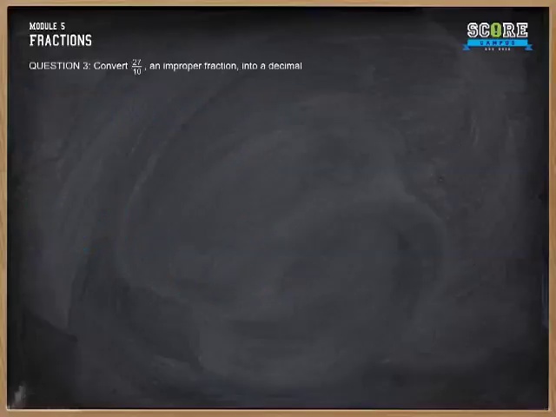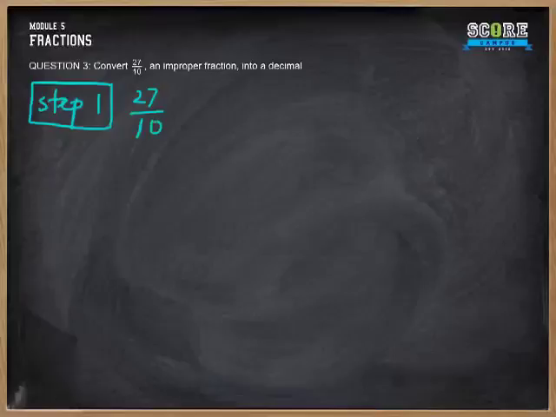Last question of the day, question 3. Convert 27 over 10, which is an improper fraction, into a decimal. So what is the step 1 over here? The first step here is to convert the improper fraction into a mixed number. So when you see an improper fraction and somebody is asking you to convert that into a decimal, the first step is to convert the improper fraction into a mixed number. And how do you do that? 27 over 10 equals to 2 and 7 over 10, right? You've done this before. So 27 over 10 equals to 2 and 7 over 10.